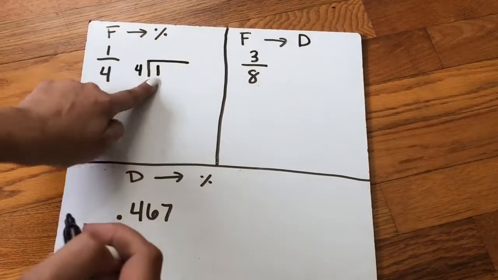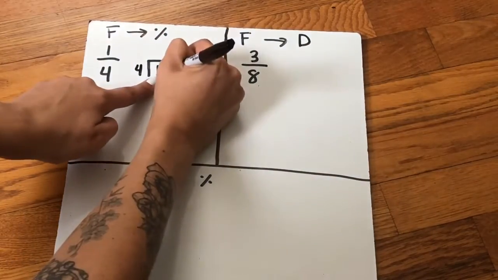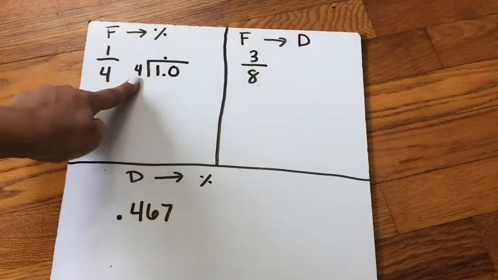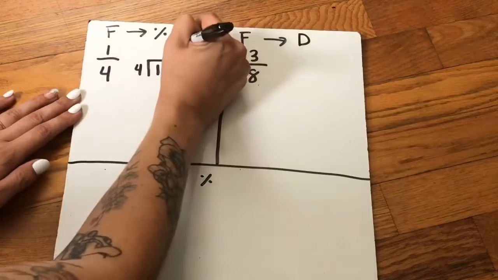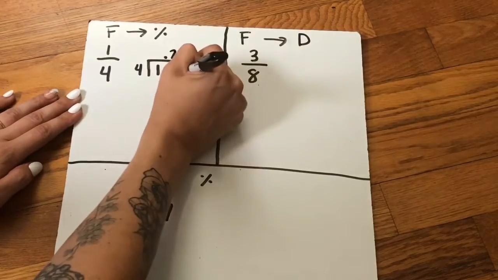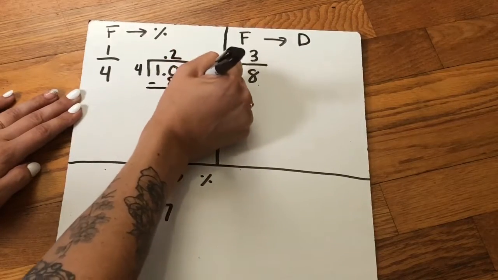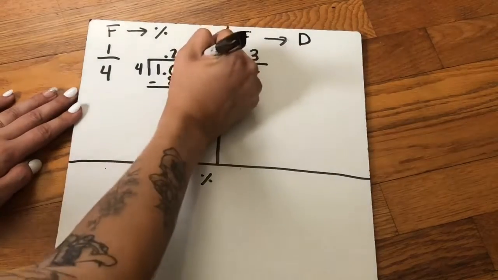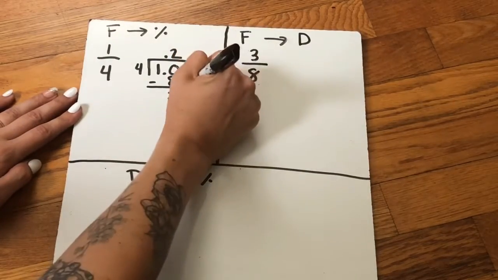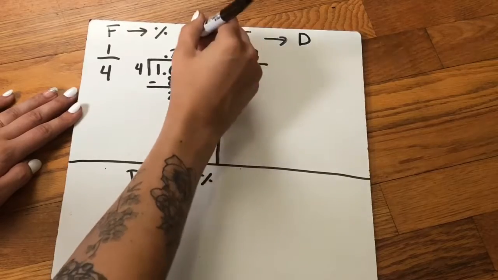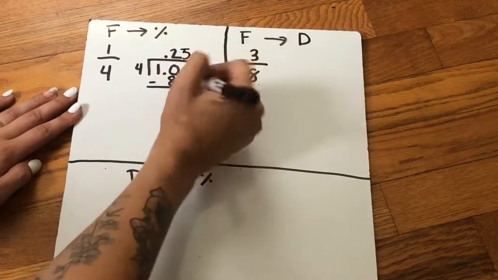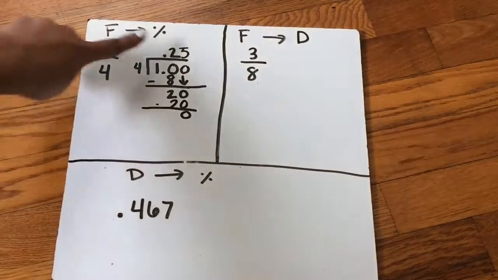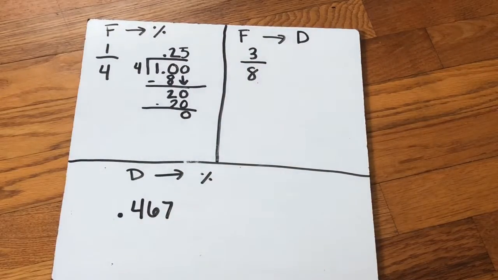Now 4 can't be divided into 1, so I need to put a decimal here and add a 0, and I'm gonna put that decimal up there. So now I'm gonna do 4 into 10. 4 goes into 10 twice. That's 8. I'm gonna do my subtraction. I'm left with 2. All right, let's keep going. I'm gonna add a 0, bring it down. 4 goes into 20 5 times. 4 times 5 is 20. That zeroes out, so I'm done. I have the decimal 0.25.